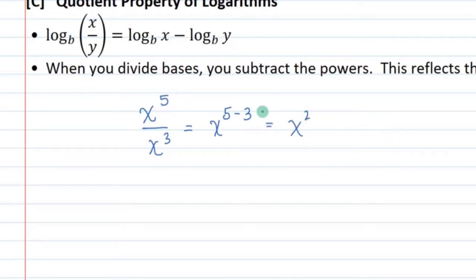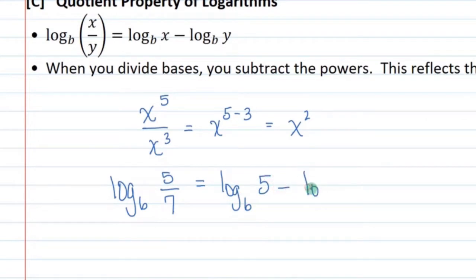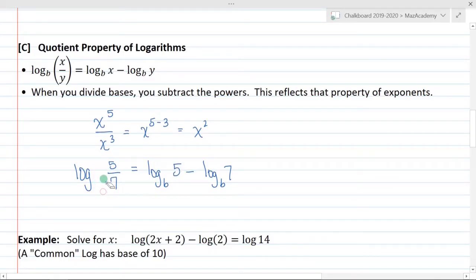So that's the same logic here. If you have log of any base, we'll just call it b for now, of, I don't know, 5 over 7, that's the same as log base b of 5 minus log base b of 7. The only difference is that this is division instead of multiplication, and this is minus instead of plus. Otherwise, it works exactly the same way. Let me make this b look like a b instead of a weird 6.